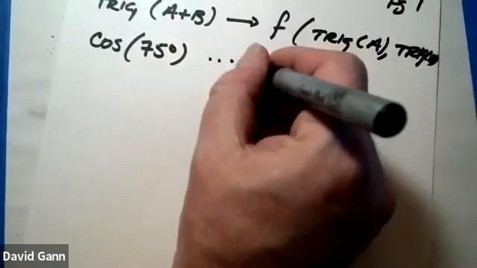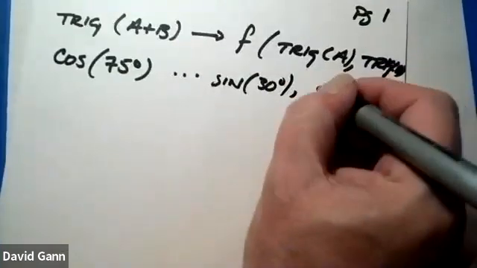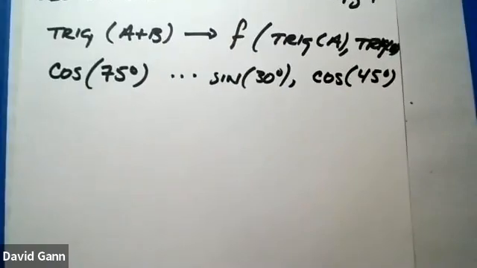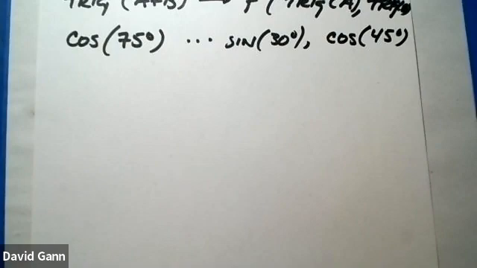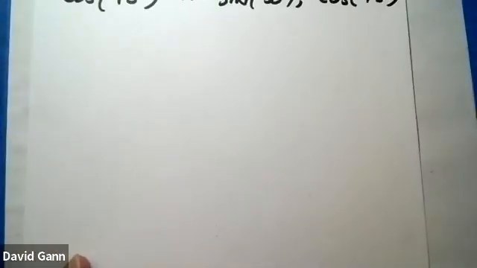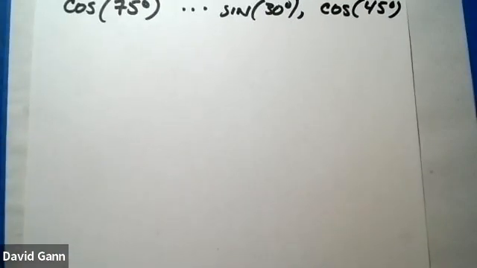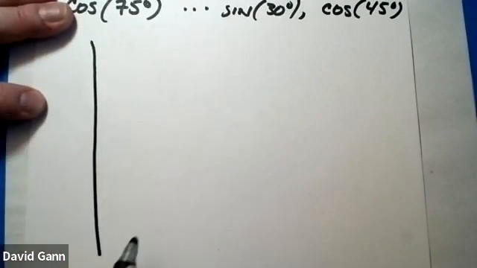So this might have something to do with sine of 30. Maybe it has cosine of 45 in there. Some kind of relationship that puts all those together. So I'm going to try to be really careful about drawing this picture for you. I'm going to prove the relationship for cosine of A plus B here, and then we're going to extrapolate that to other versions. So let's start by drawing a coordinate axis.